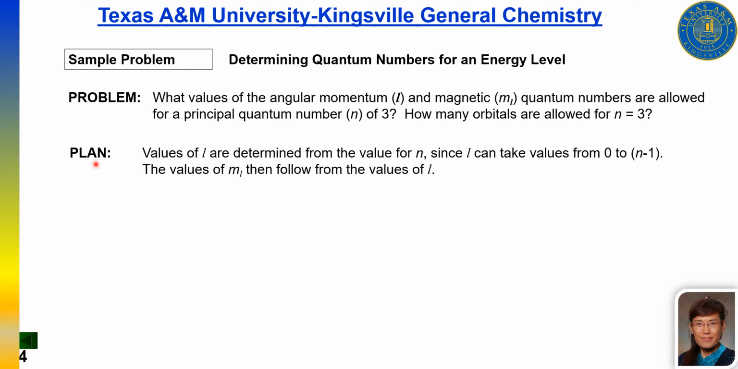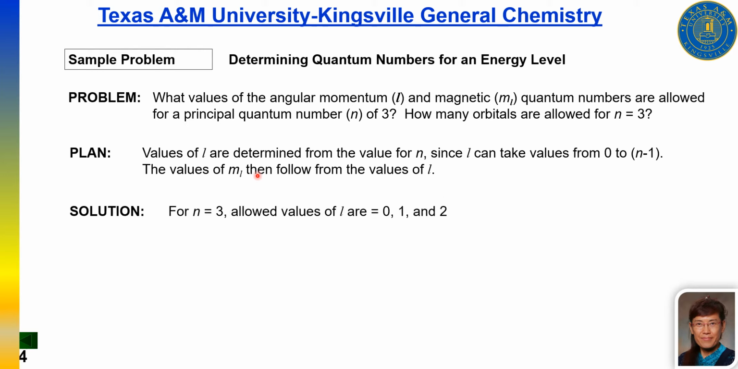What's our plan? Step 1, you determine the l values based on your n value. To restate, your l can take values from 0 to n minus 1. Again, the angular momentum quantum number l always is one smaller than n. Step 2, the values of your ml will follow the values of your l, from -l to 0 to +l.